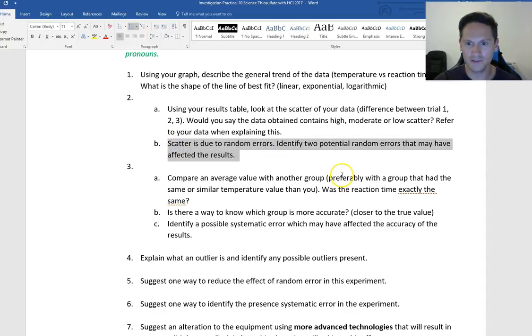Scatter is due to random errors. Identify 2 potential random errors. Random errors are ones that can occur throughout every single attempt of the experiment, and they can affect the result differently. It's usually due to human error. Random errors are unavoidable, okay? They're just going to happen.